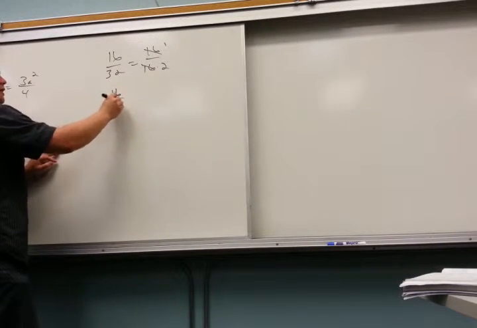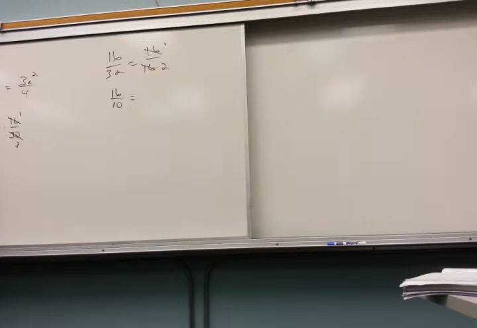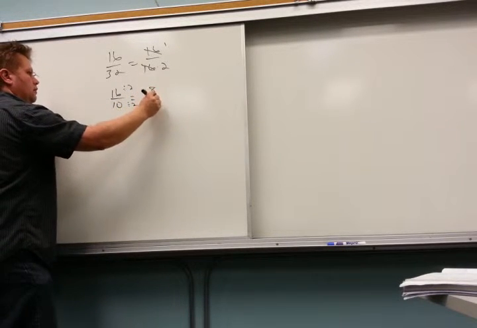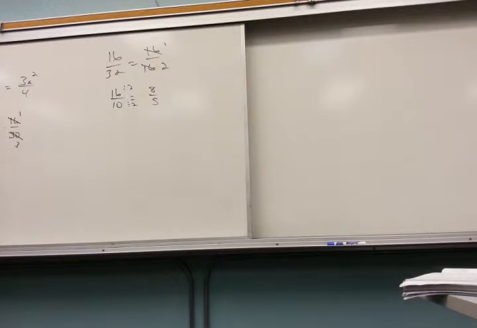If I had 16 over 10, what goes into both? 2. So then it would just be whatever's left. You know, it won't be a 1 anywhere. But if the whole thing goes in, then there will just be a 1 left. Why? Because that thing divided by itself is 1. That thing divided by 10 is 3.